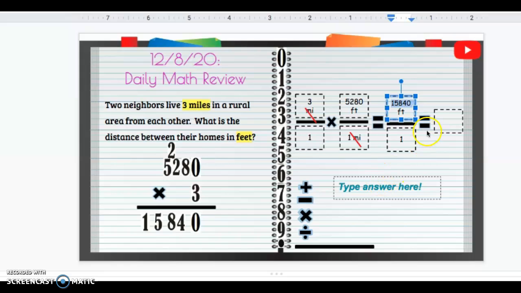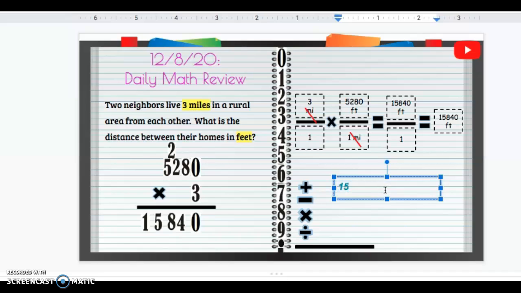So your answer is anything over 1 is just that answer, 15,840. And then we get feet. So you can type your answer here: 15,840 feet. All right, so that's DMR for today.